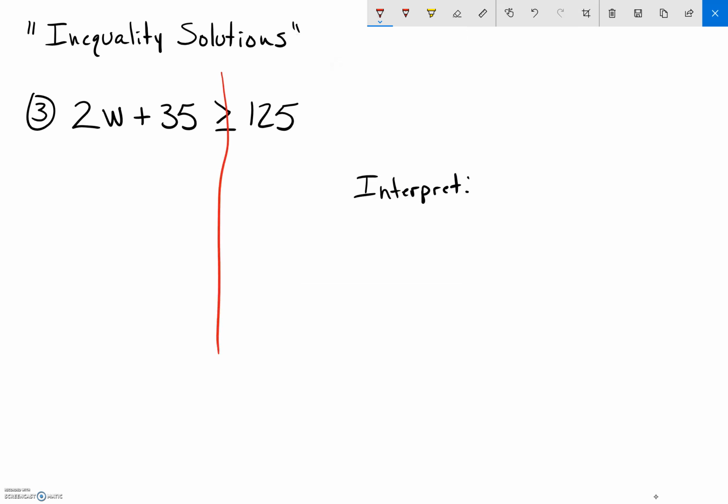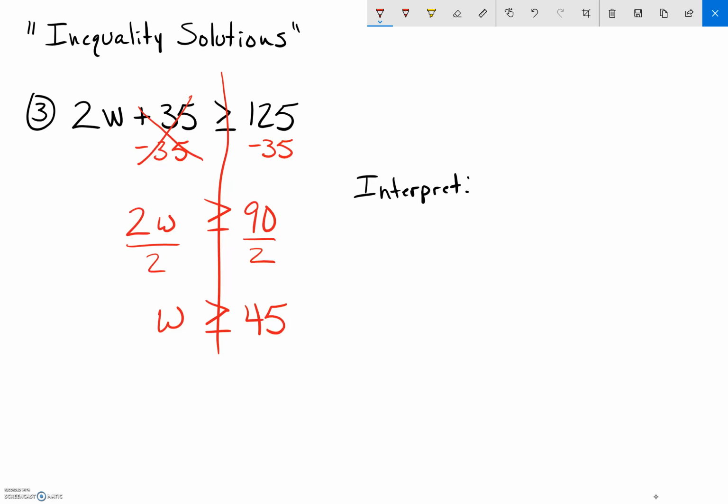Now we're going to find our answer. Subtract 35 from both sides. That's going to leave us with 2 times w is greater than or equal to 90. We're going to divide by 2. And we will get w is greater than or equal to 45. If we interpret that, it's going to mean that you'll have $125 on the 45th week or any time past that.